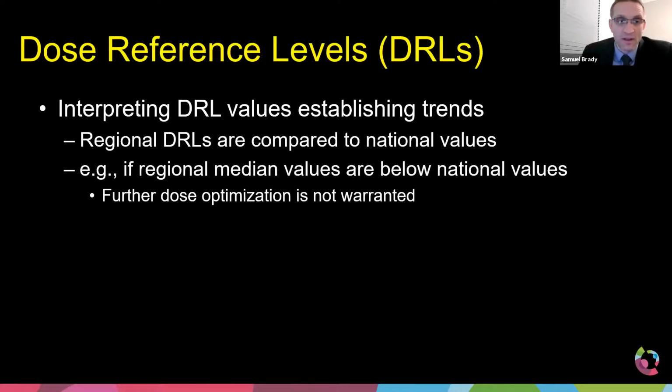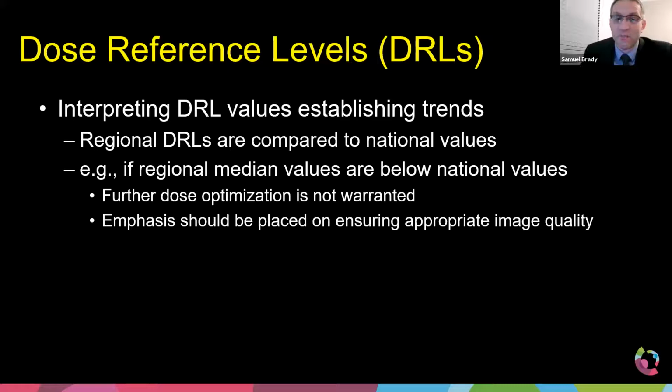All right. So how do we interpret that? I just kind of talked a little bit about this. Generally speaking, the national level, that 75th percentile, it's meant to help us optimize to that point. So technically, if you're below that point, really the most appropriate thing you should be doing is focusing on image quality. If you're above the national DRL, if you're above that 75th percentile, then technically that dose could come down without any penalty to image quality.